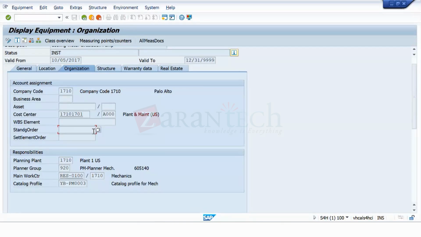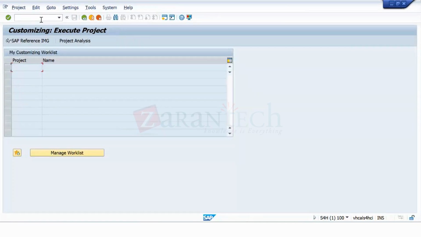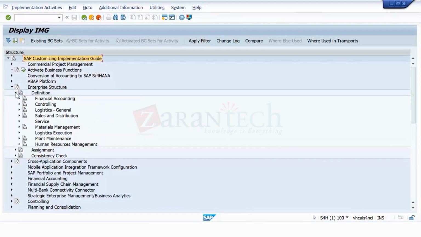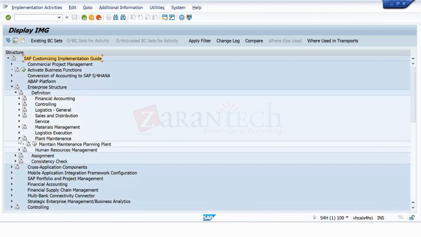Okay. So the transaction I've used here is SPRO. SPRO is the transaction which we use here to go for migrating as configuration in the system. Once you get the system configured up to the controlling area and company codes, then what the plant maintenance system will do here is define maintenance plants and maintenance planning plants.